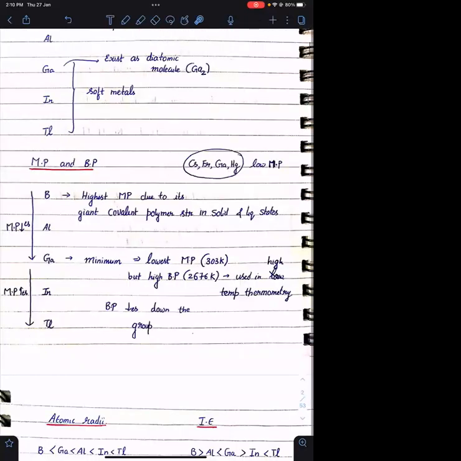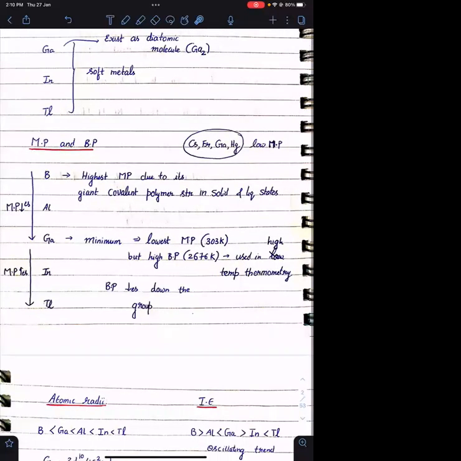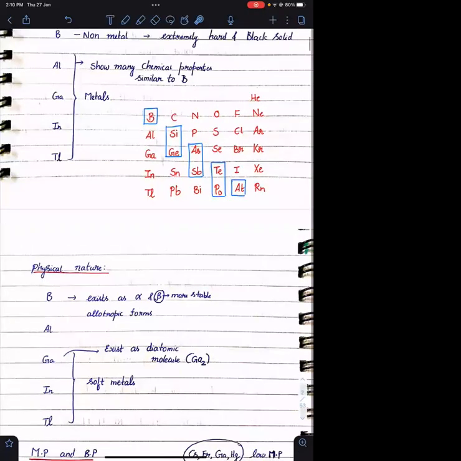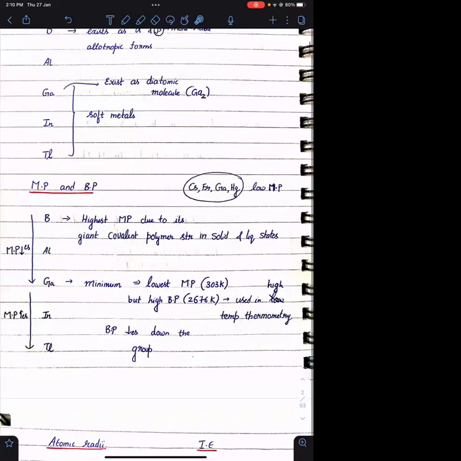Okay. In melting and boiling point, there are some things you have to remember here. Boron has the highest melting point because of its giant covalent structure. Okay, highest melting point due to its giant covalent polymer structure in solid as well as liquid states. It exists as a polymer in liquid as well as solid states. As a result, it is having the highest melting point.